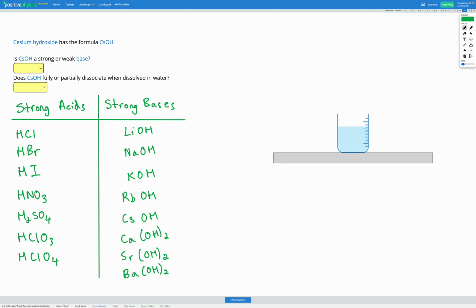So all we need to do in these questions is compare the acid or base provided with this list. If it's on the list, it's strong. If it's not on the list, it's weak.